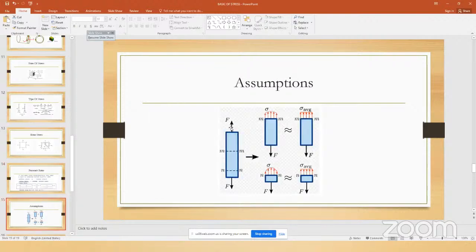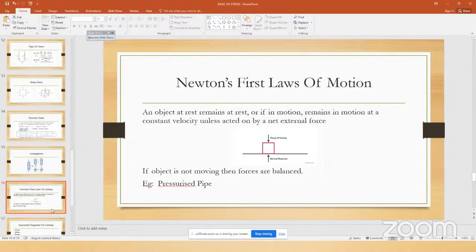So the assumption we are going to take is this. If the force is acting, the stress value will not be the same. Somewhere it will be higher, somewhere it will be lesser. But we are assuming that average stress is considered in the stress analysis.